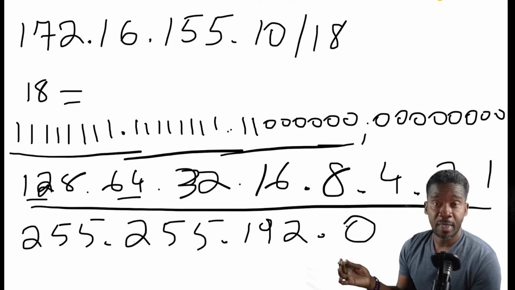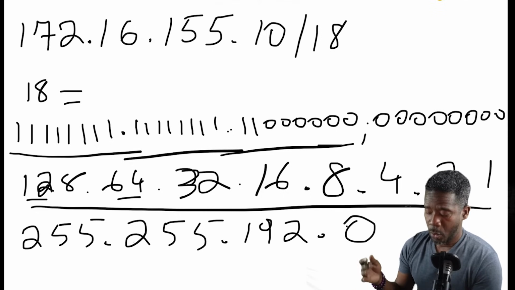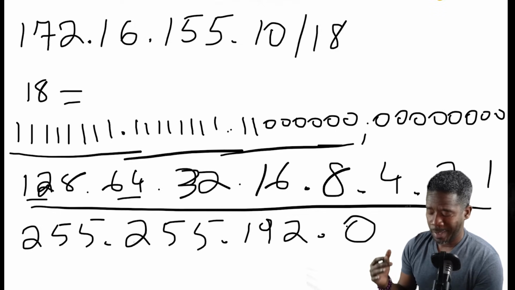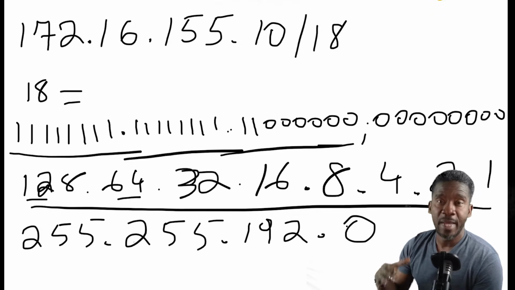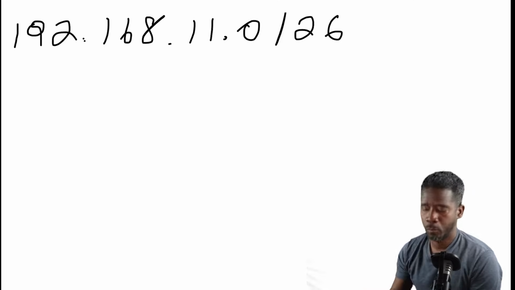So that's exactly what slash 18 means. We just break it down into the subnet mask 255.255.192.0.